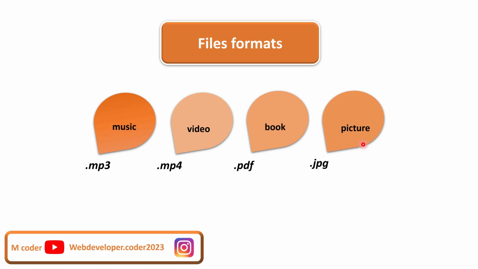The pictures have different formats, one of which is .jpg and the other is .png. In summary, all the files we work with have their own format. Word and compressed files have their own formats. Now we want to see what formats HTML documents have.